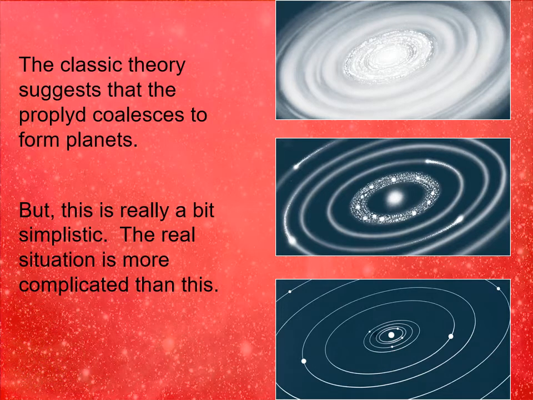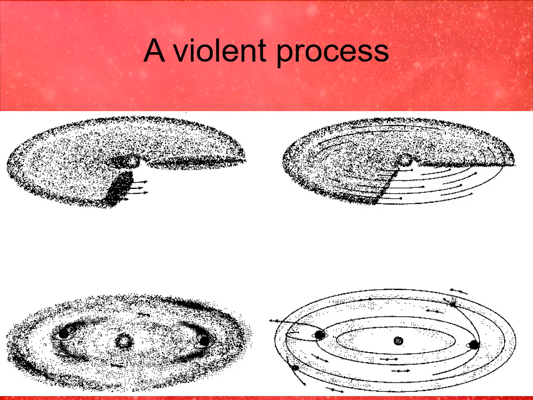And so the classic theory is that just various sort of gravitational instabilities in here cause this to clump up in several places, and each of those clumps eventually becomes a planet. Okay, now the reality is a lot more complicated than that. Evidence indicates that it doesn't work nearly that smoothly.